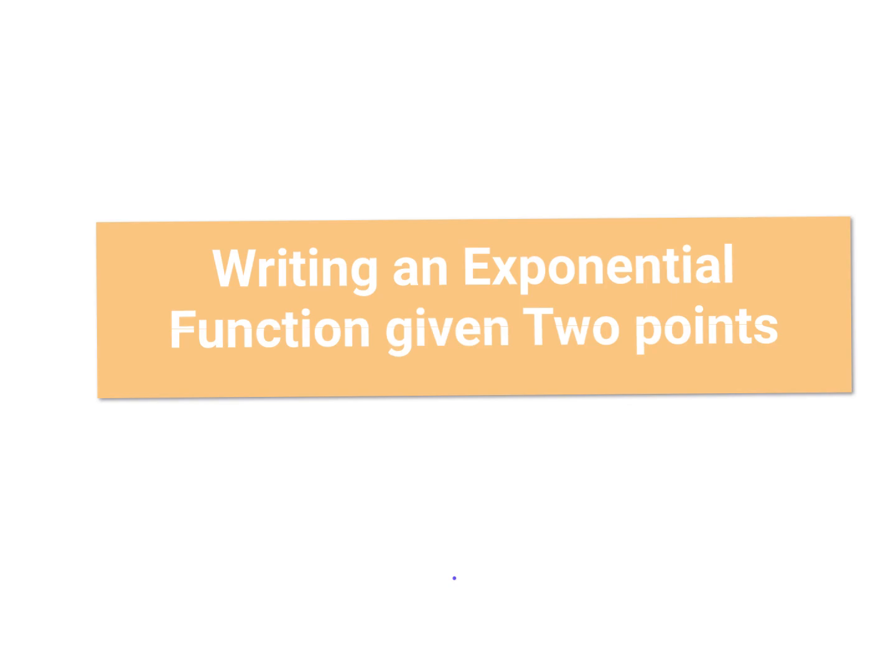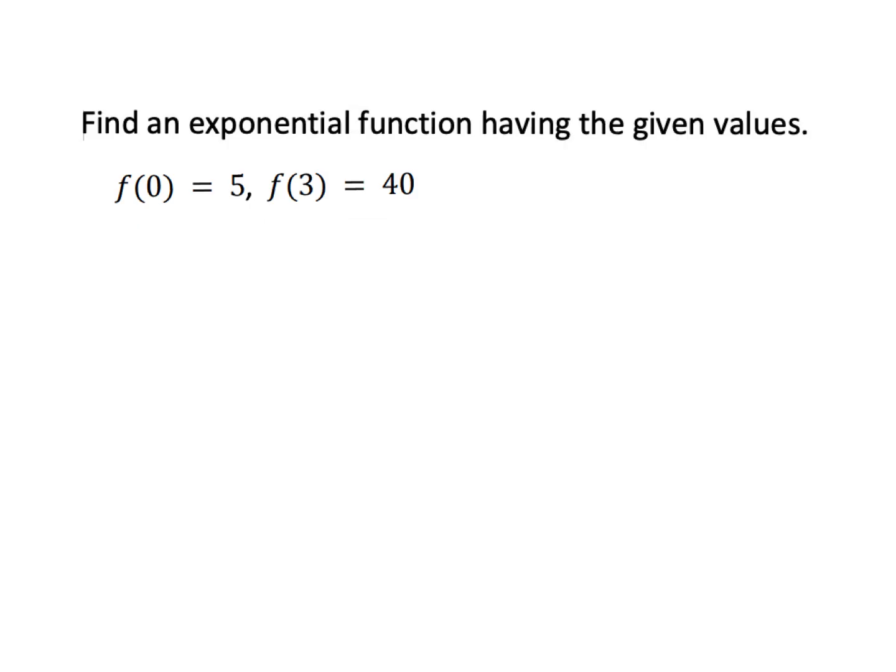So in this video, we're going to learn how to write an exponential function given 2 points. Find an exponential function having the given values f of 0 is equal to 5, f of 3 is equal to 40. Ordered pair 0, 5. The other one is 3 and 40.